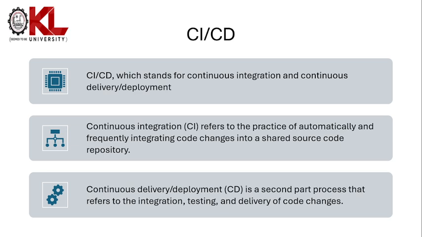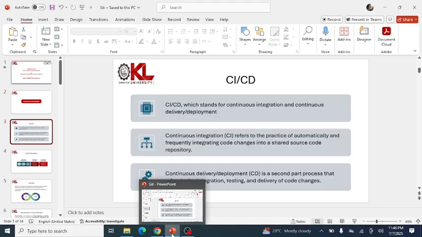At the same time, continuous delivery or continuous deployment is the second part of the automation process. Whatever code has successfully passed continuous integration now comes for the deployment. The continuous delivery and deployment takes the responsibility of the deployment of the code. Let's discuss CI/CD deeply.